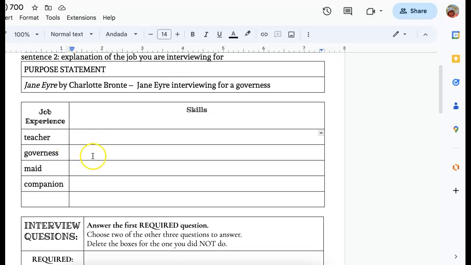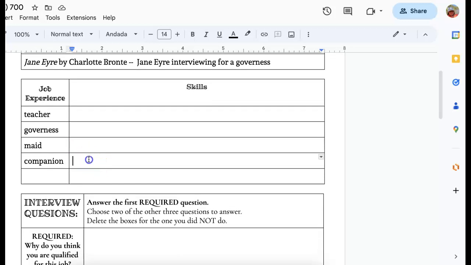And so then I'm going to think about what are the things that she's done in the story. Who does she teach? What does she teach? Where does she live as a governess, and what are her responsibilities there? What are some of the tasks that she's done that made her kind of like a maid? And who was she a companion to? And what did she do as a companion? Was she very good at it?